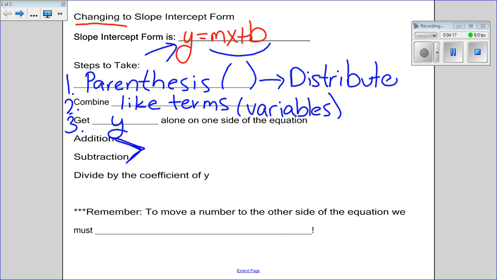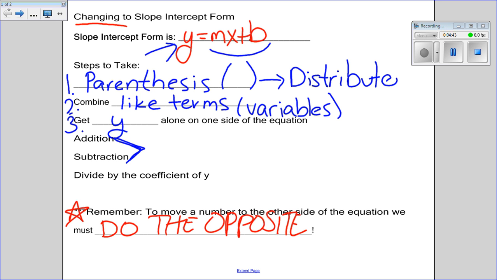Okay? Let's look down here at our big hint that says, remember, to move a number to the other side of the equation, we must do the opposite, okay? That means if it's being multiplied by something, we have to divide. If there's something being added, we have to subtract. We always need to do the opposite, okay?